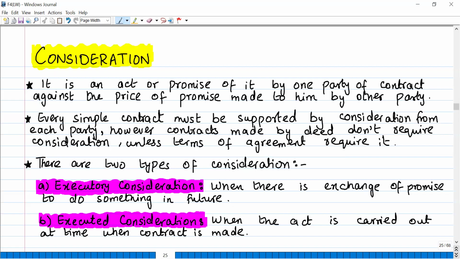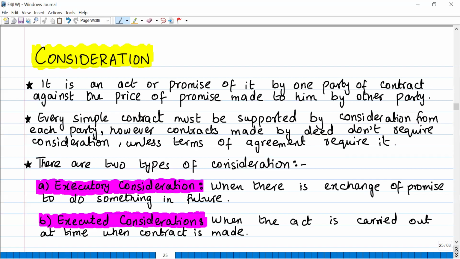I made a contract. Let's say I made a contract with someone that I will sell. I made an agreement that I will sell my mobile phone to you for £1,000. Now, consideration from my side is a promise, a promise that I will sell the phone to this person. And consideration from the other party is that he will pay me the price. So the promise of one party and the price of the other party is a consideration. So consideration is basically an act or promise by one party against the price given by the other party.